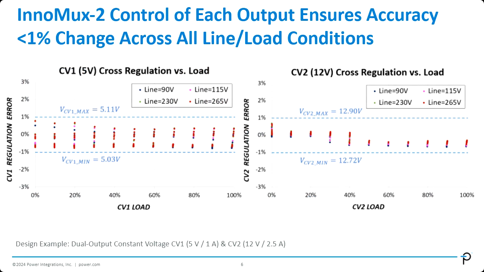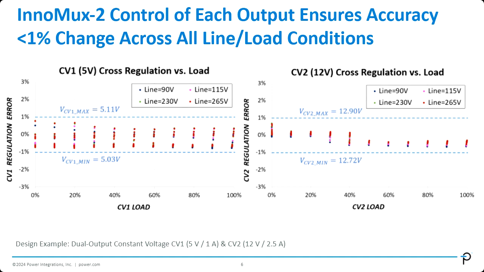Okay, so I have been talking about accurate regulation. So what does it actually look like? Here are some test results. The difference between InnoMux-2 and traditional flyback is that InnoMux-2 works differently in a way that it only delivers power to the output that's requesting it.